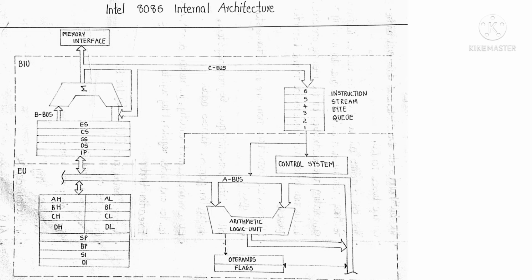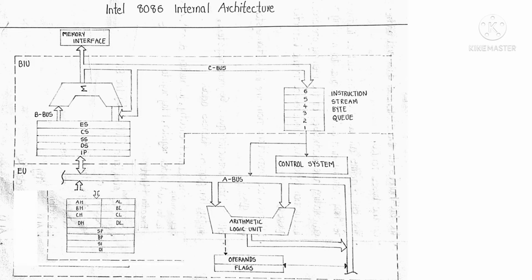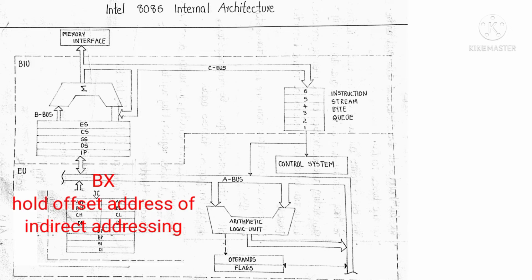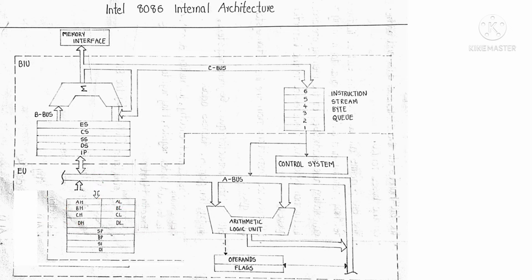See the figure. It consists of 4 16-bit registers indicated by AH AL, BH BL, CH CL and DH DL. The AX register is used to hold the operand and result during multiplication or division operations. The BX register is used to hold the offset address during indirect addressing mode, and the CX register is used to store the count while using loop, shift, rotate or string operations, and DX is used with the AX register to hold 32-bit values.